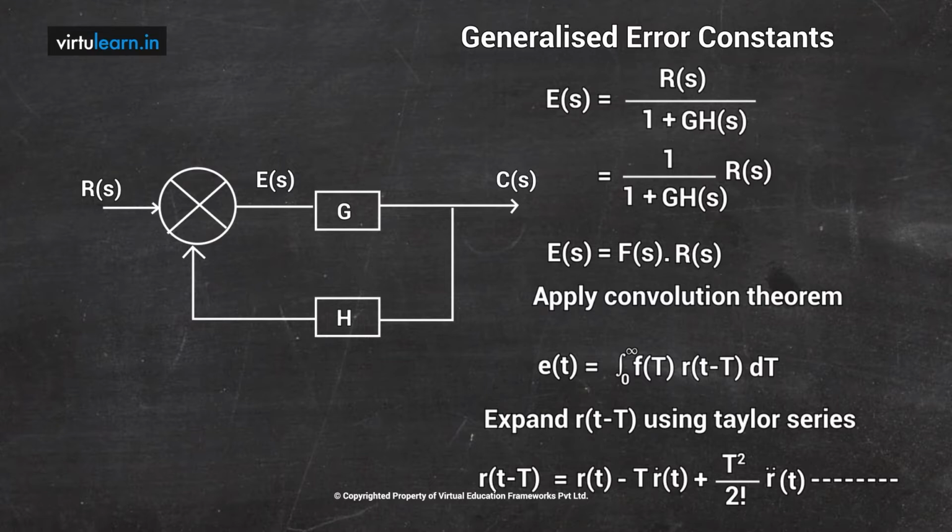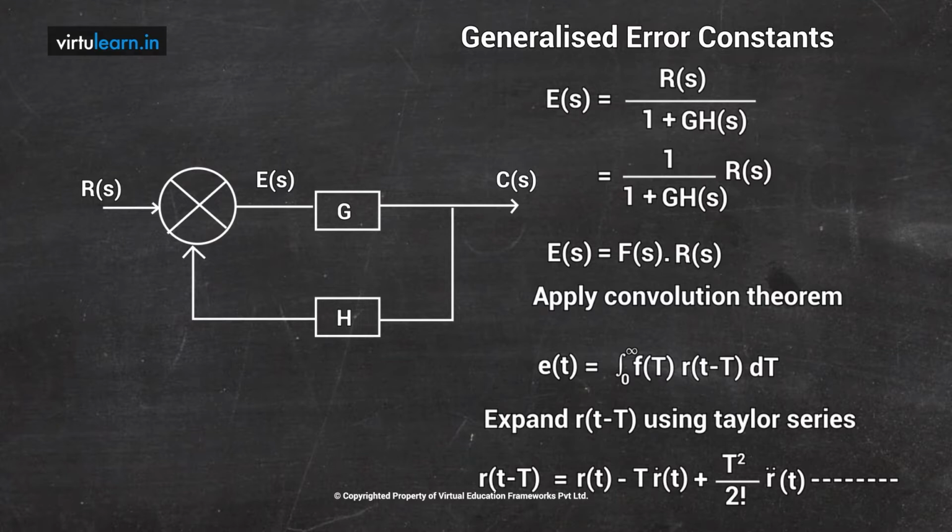So I can write E(s) is equal to 1 by 1 plus G H(s) into R(s). I will keep R(s) as it is, and this 1 by 1 plus G H(s) I will write as another function F(s). So now F(s) is 1 by 1 plus G H(s). Then how do you write E(s) now? E(s) is equal to F(s) into R(s). Here I want to use the convolution theorem, or convolution integral, to find the error in the time domain.